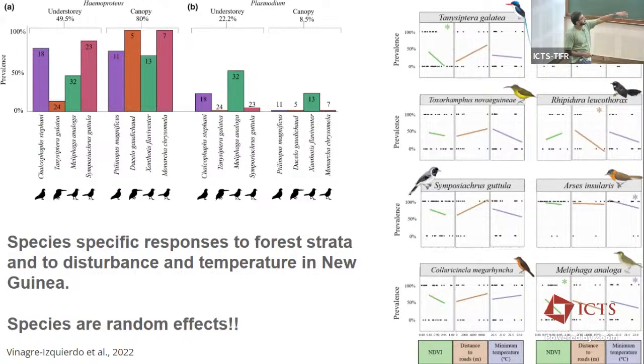Every species has a different type of response. So remember, we were talking about random effects two days back and yesterday also. So this is kind of a random effect. If I'm looking at all birds as birds and I have a pattern, different species might be responding differently, and that's a random effect that I could have neglected.